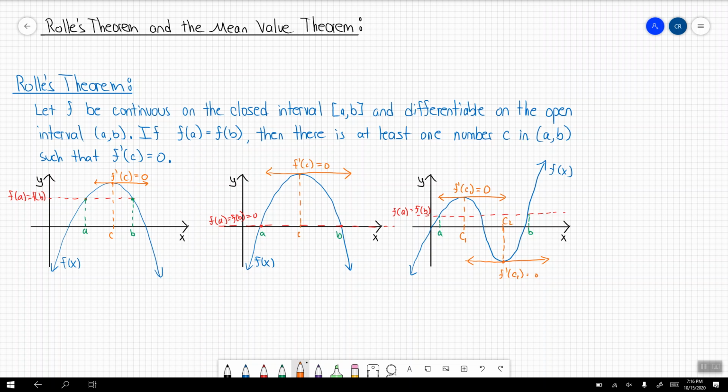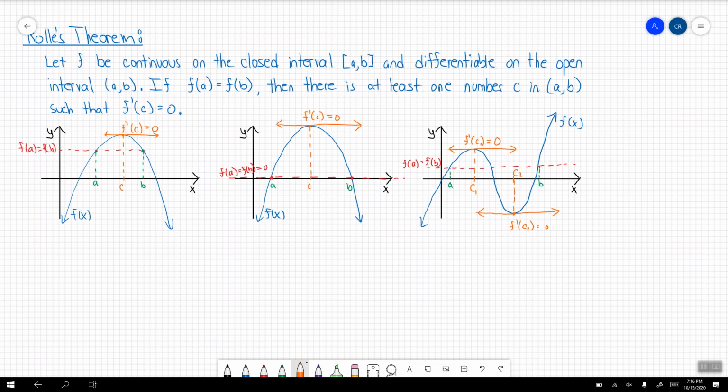All right, so that's what Rolle's theorem says. What we want to do is verify Rolle's theorem and work with it. So here we're going to have an example that we're going to work with Rolle's theorem. So here goes the example.